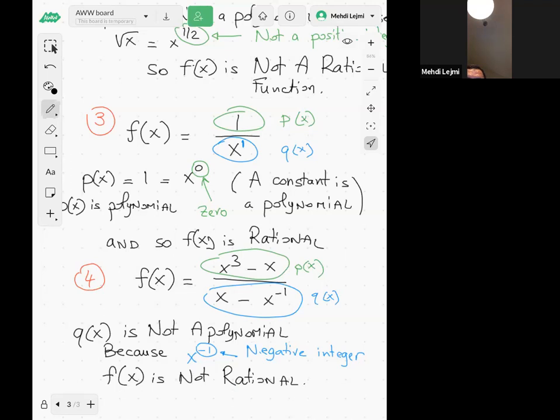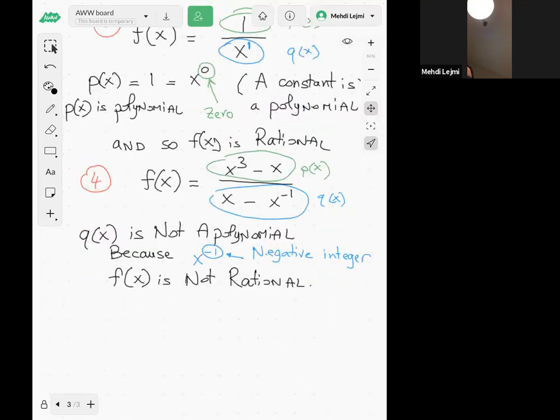Any questions, guys, about rational functions? So it's just a quotient of polynomial functions, right? Yeah, and one more remark, guys, about graphing rational functions.